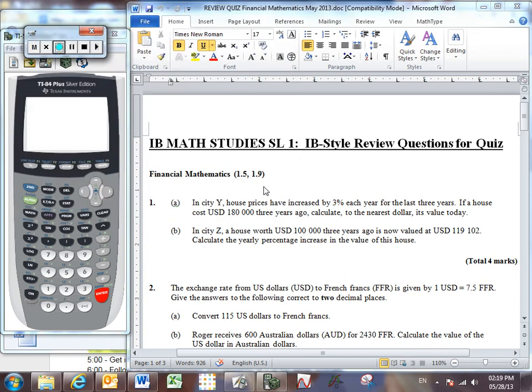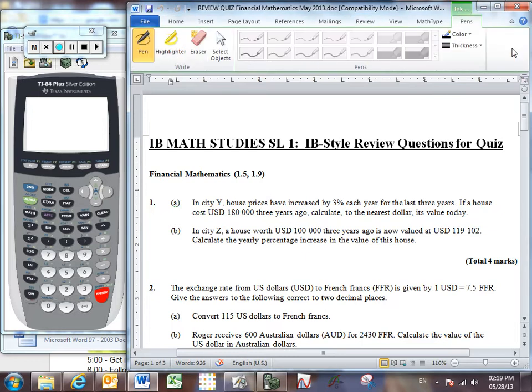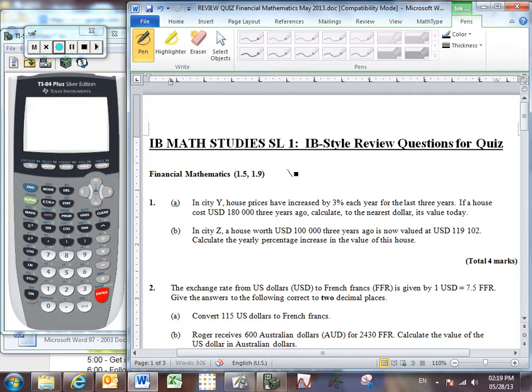Okay, so we're going to be doing some review questions for your quiz on financial mathematics, starting with number 1. In city Y, house prices have increased by 3% each year for the last 3 years. You'll notice that we are increasing by 3% each year, and that means our multiplier is effectively 1 plus our 3% increase. Just to say that we're going to be multiplying by 1.03 each year.